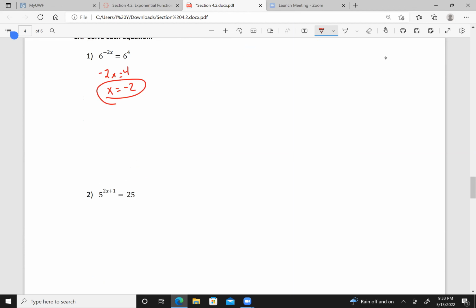This one's a little difficult. Okay, I have a base of 5. Well, this is 5 squared. I have 5 to the 2x plus 1 equals 5 squared, which means that 2x plus 1 equals 2. 2x equals 1, x equals 1/2.